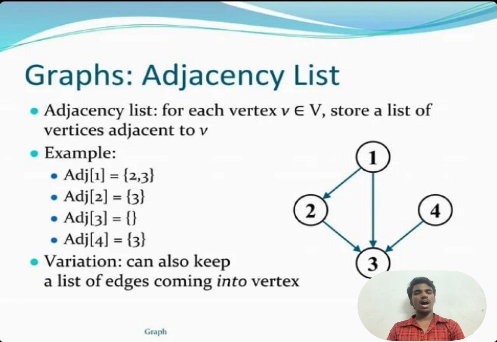Graph adjacency list. For each vertex v in V, store a list of vertices adjacent to v. For example, Adj[1] = {2, 3}, where 1 is connected to 2 and 3. Adj[2] = {3}, where 2 is connected to 3. Adj[3] is empty, where 3 is directed nowhere. Adj[4] = {3}, where 4 is directed to 3. In a variation, we can also keep a list of the edges coming into the vertex.